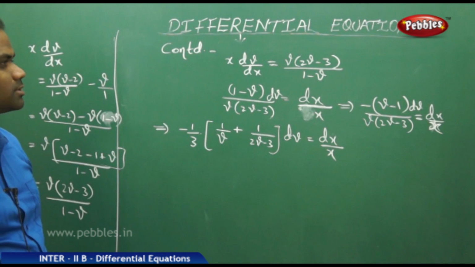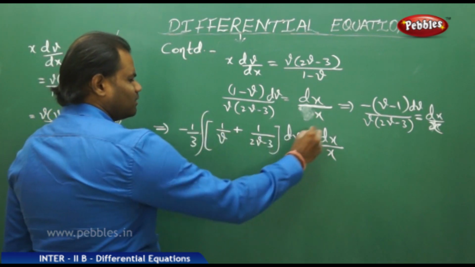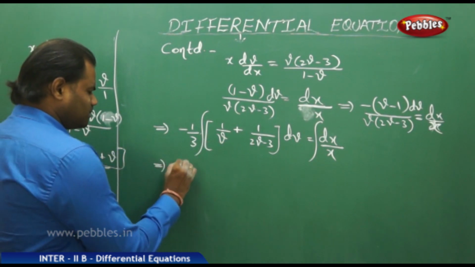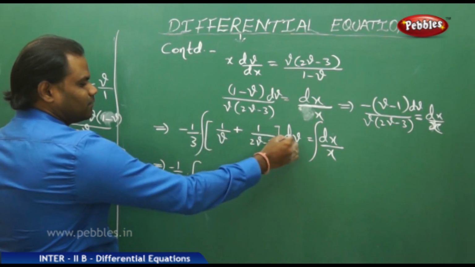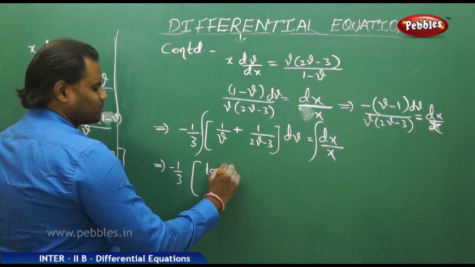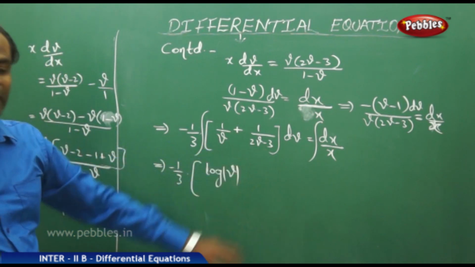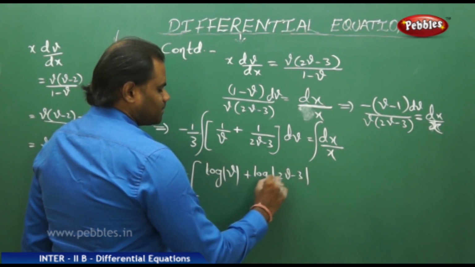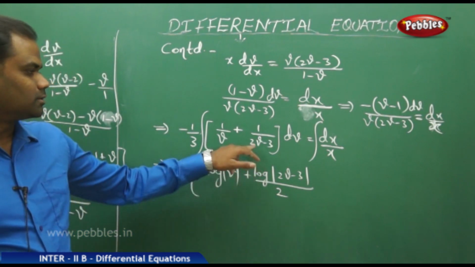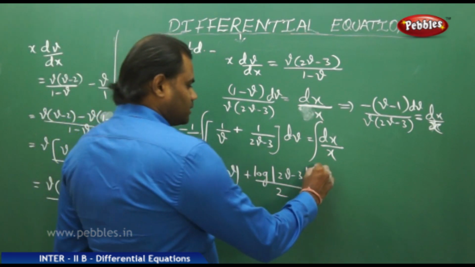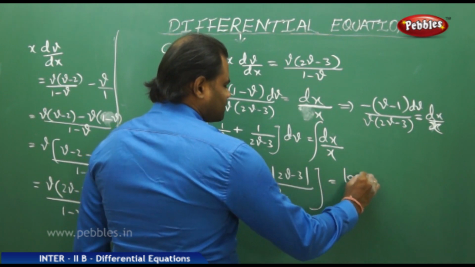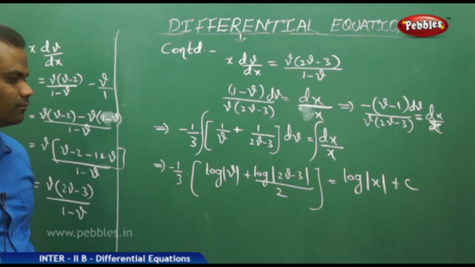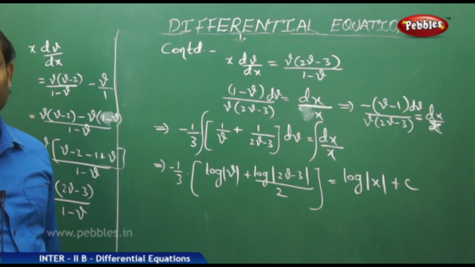Now integrating on both sides, we get integral of this is integral of this. So once I integrate this, I get this to be minus 1 by 3, and integral 1 by v dv is log v. And integral of 1 by 2v minus 3 is log mod 2v minus 3 by coefficient of v, which is 2. And then on the right hand side, integral of dx by x is log mod x plus c. So eliminating the log, we get the final answer in terms of y by x.